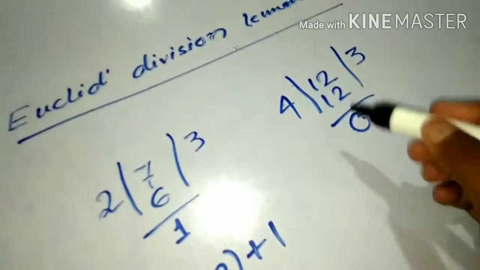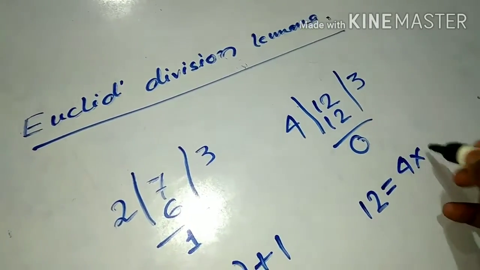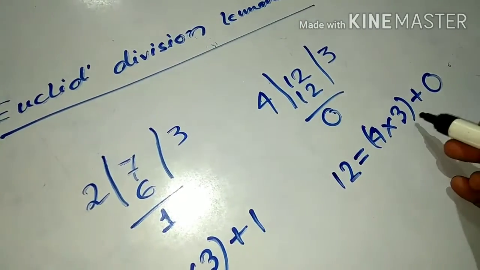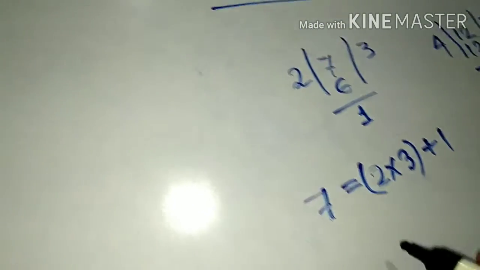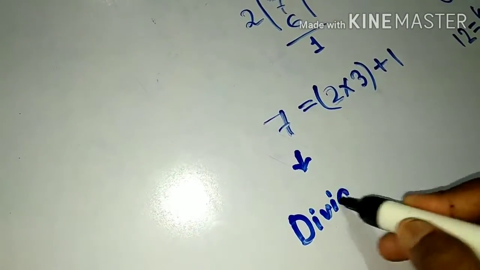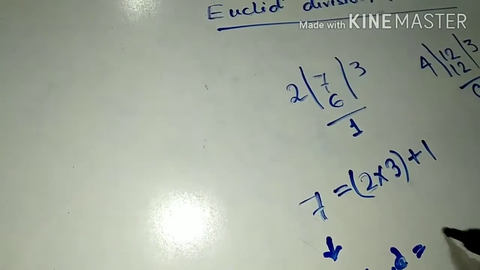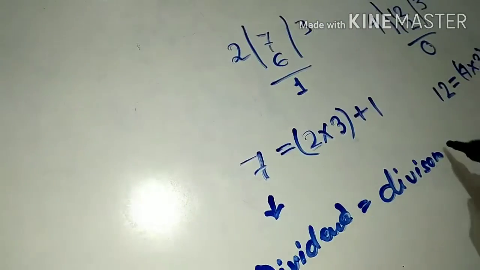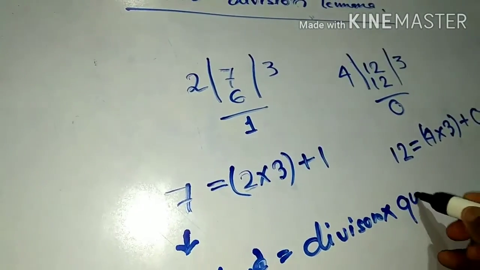Now in this case also we can write 12 as 4 into 3 plus 0. Check once, 4 3s are 12 plus 0 is 12. Clear? So in that case, 7 is the dividend, 2 is your divisor, and 3 is the quotient.